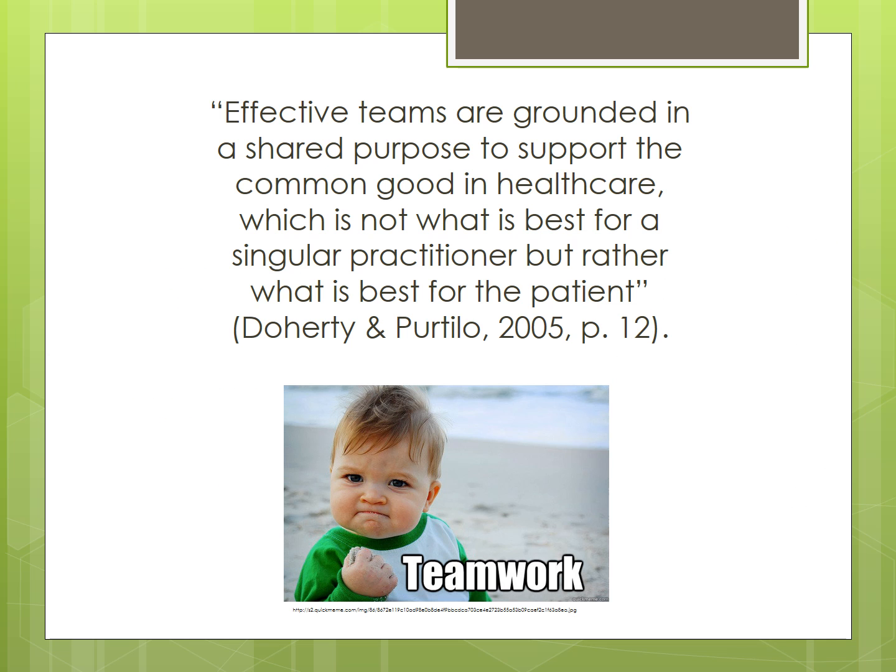I'm going to end on this quote which inspired our presentation. Effective teams are grounded in a shared purpose to support the common good in healthcare, which is not what is best for a singular practitioner, but rather what is best for the patient.